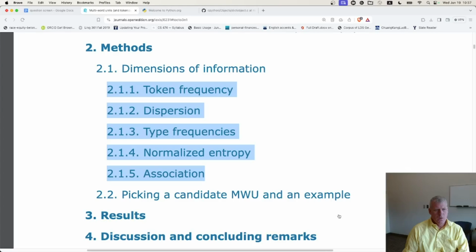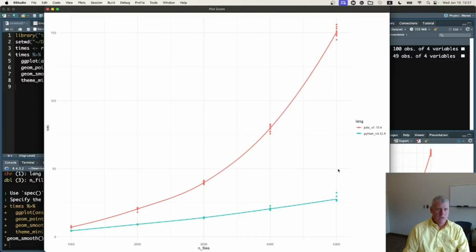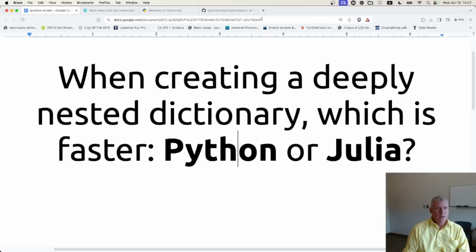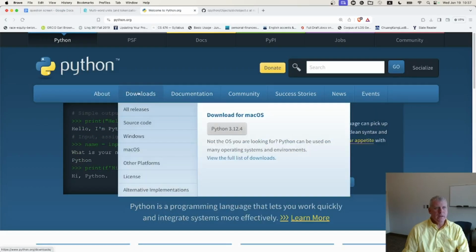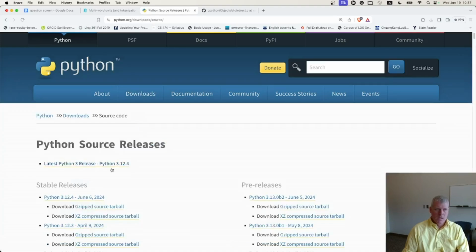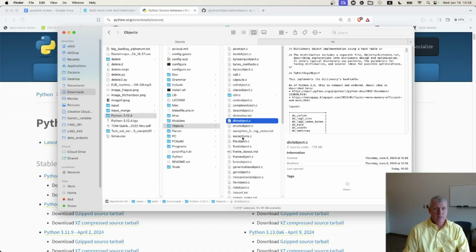Okay, so let's jump back to our question. When creating a deeply nested dictionary, which is faster, Python or Julia? Python won this race by a long shot. Wasn't even close. Now the question is why? What's the deal there? Well, if we go to Python, and we go to downloads, we look at the source code, and you download the source code right here, like a gzip source tarball. It's implementing its dictionary in C.